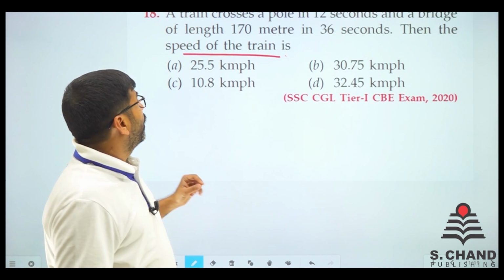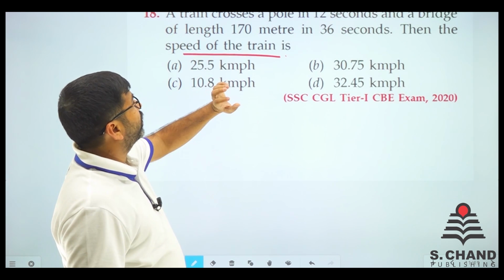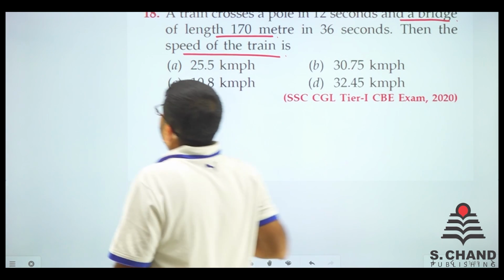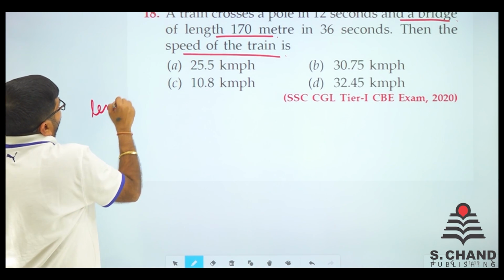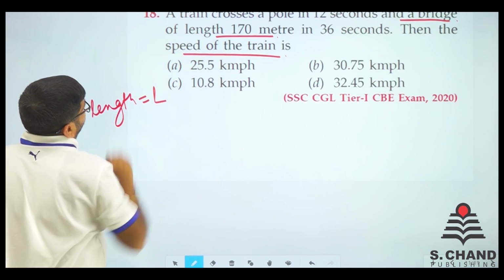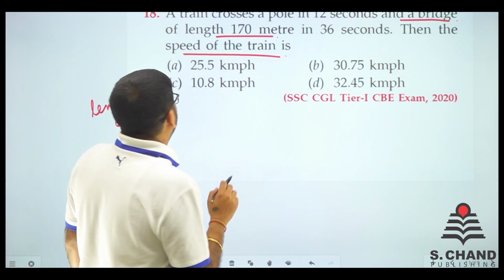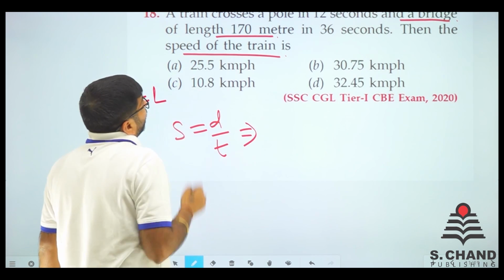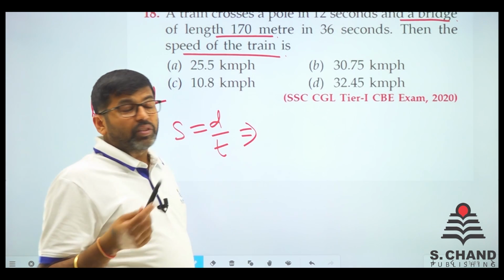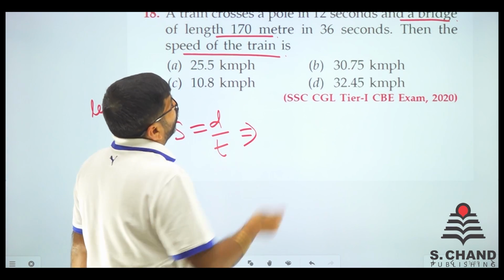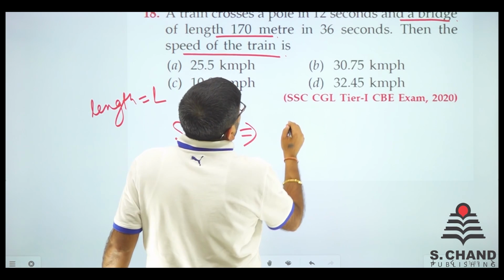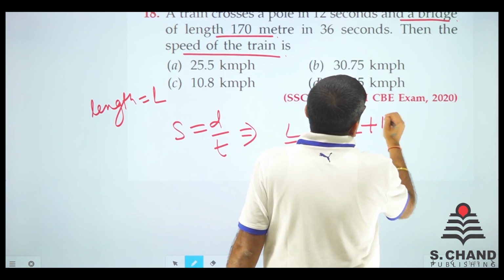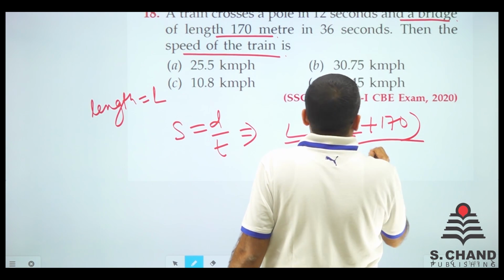First thing first, we consider the length of the train, which is not given. So 170 meter is the length of the bridge, right? First consider the length of the train. Length of the train is, say for example, L. Now what is asked is, speed is equal to distance upon time, right? If the speed of the train is the same, then L by 12 is equal to (L plus 170) by 36.